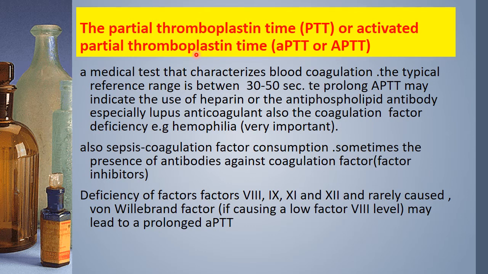For example, patient with hemophilia. Notice the relationship of hemophilia with the bleeding time and also its relationship with the activated partial thromboplastin time. And any family history of a bleeding disorder, also specific coagulation factor consumptions, sometimes the presence of antibody against the coagulation factor, and we could demonstrate these factors, which are responsible: factor 8, factor 9, factor 11, 12. Rarely, von Willebrand disease also may lead to prolonged partial thromboplastin time or activated partial thromboplastin time.